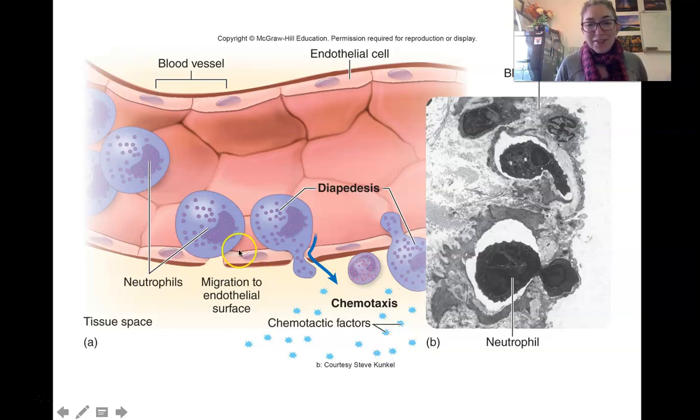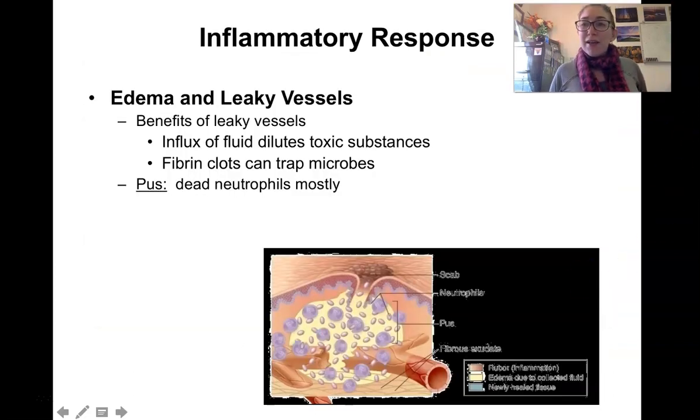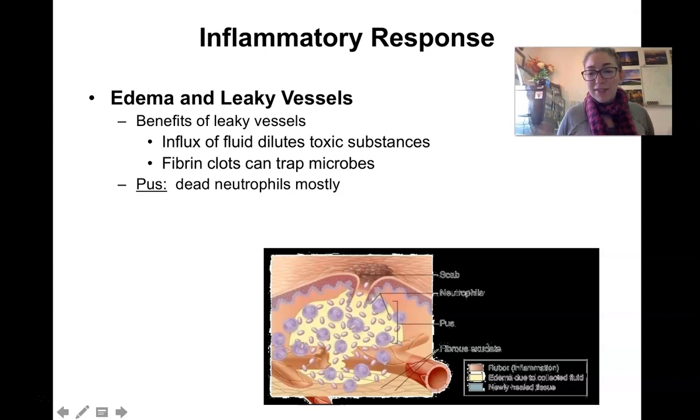This is just another slide showing you diapedesis from a cartoon version and also from an actual electron micrograph of blood cells that are leaving the blood vessel doing diapedesis. All right, so in addition to the white blood cells leaking out of the blood vessels, you also get fluid that's leaking out, and swelling of a tissue. Excess fluid in a tissue is called edema. It's the medical term for it.